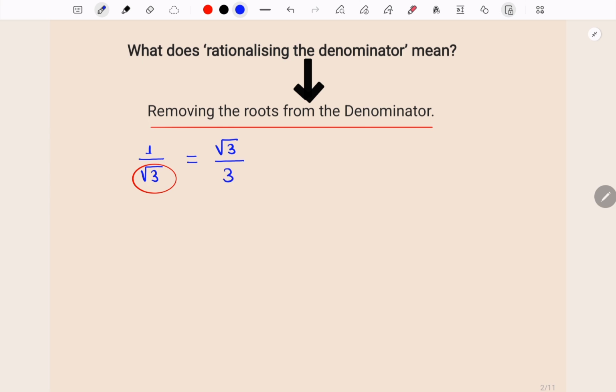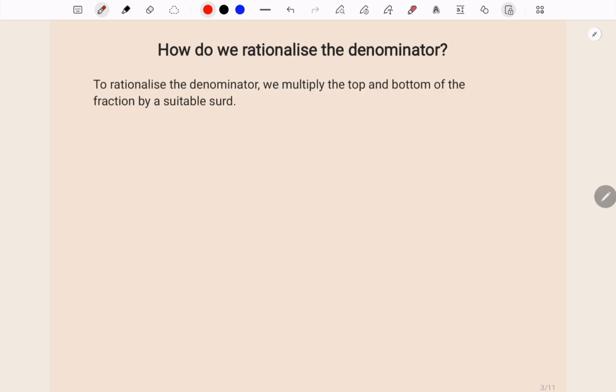Now look at this new denominator, that is 3, and it is no longer a surd. So think of it like simplifying a fraction. A fraction is not considered fully simplified if the denominator contains a surd. Here 1 over root 3 is equal to root 3 over 3. I have successfully removed the surd from the denominator, and that is why this new fraction root 3 over 3 has a rational denominator.